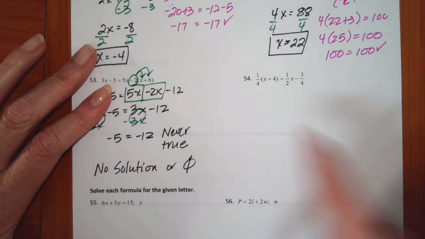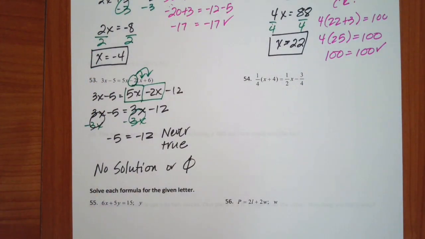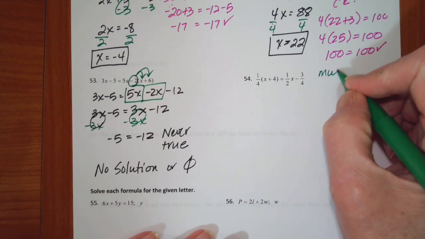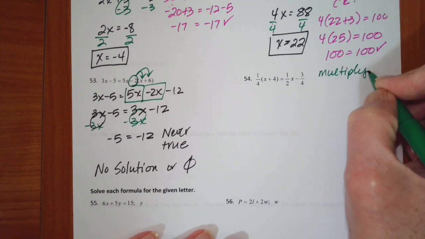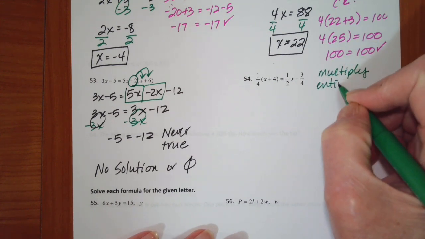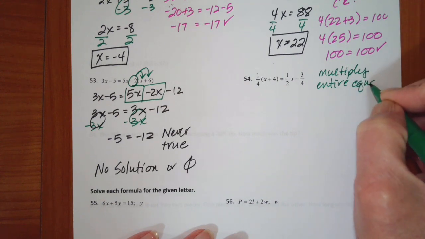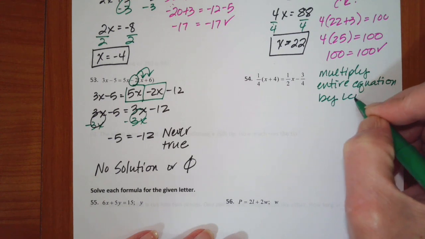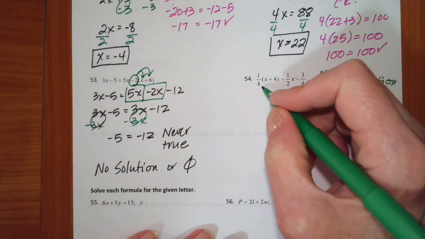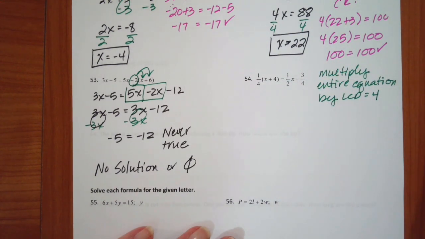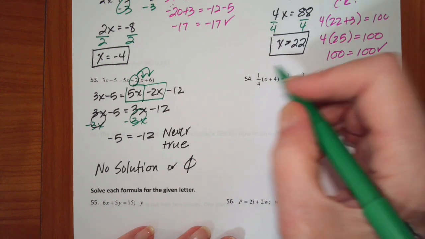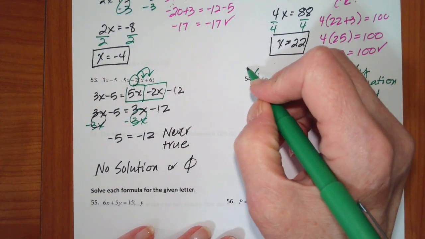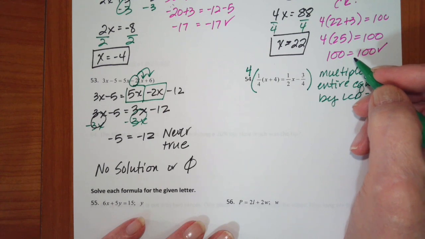All right, so most of us don't like dealing with fractions, but we can get rid of the fractions immediately. And so we can multiply the entire equation by the least common denominator, which in this case is 4. So I'll multiply this entire thing times 4.